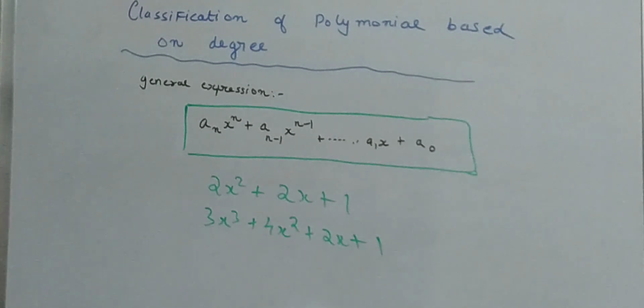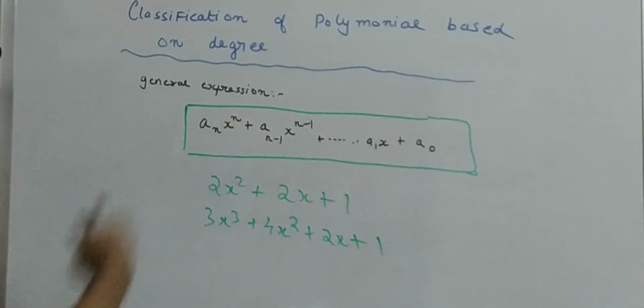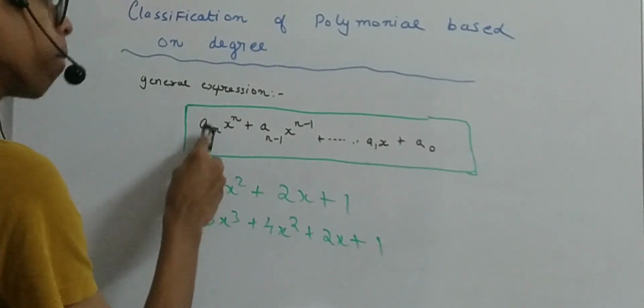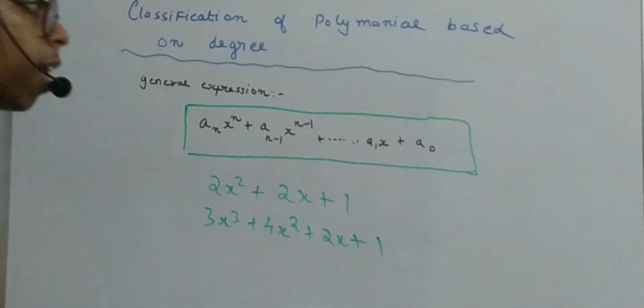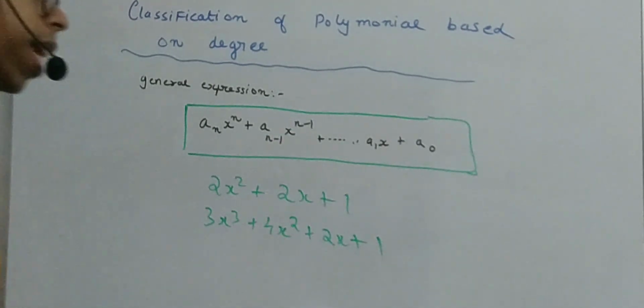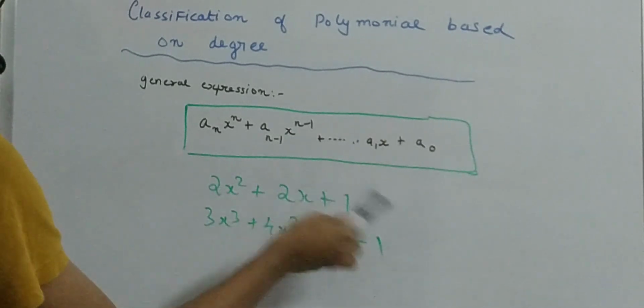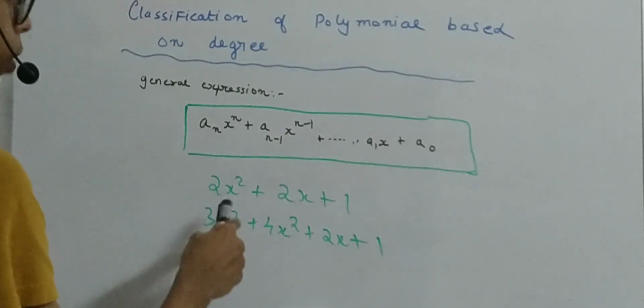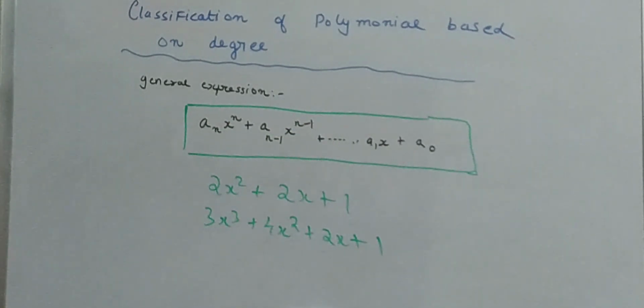Now the last thing which you should keep a note of is the general expression of a polynomial. Any polynomial can be expressed in the form a n x raised to n plus a n minus 1 x raised to n minus 1, which goes up till a1x plus a0. For example, if I say 2x square plus 2x plus 1. Here this x raised to n, x raised to n minus 1, these are all the degrees of the polynomial.